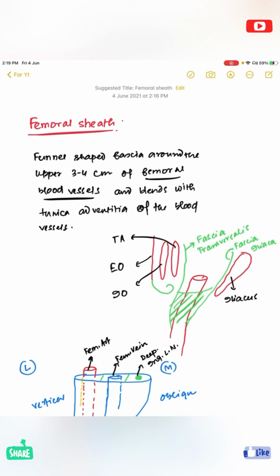Today we will be discussing the femoral sheath, a very important topic from the inguinal region. The femoral sheath is a funnel-shaped prolongation of fascia around the upper 3 to 4 centimeter of the femoral blood vessels, that is the femoral vein and femoral artery, and it blends with the tunica adventitia of the blood vessels.